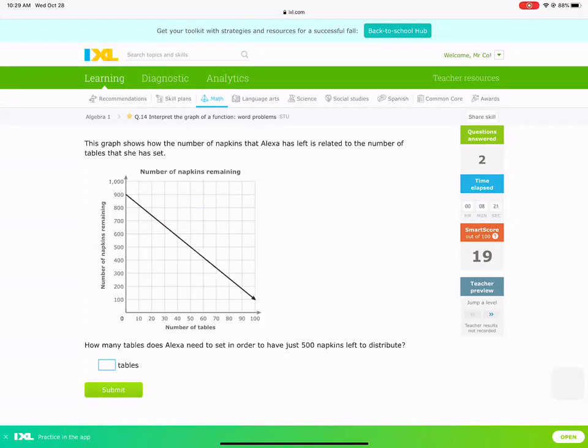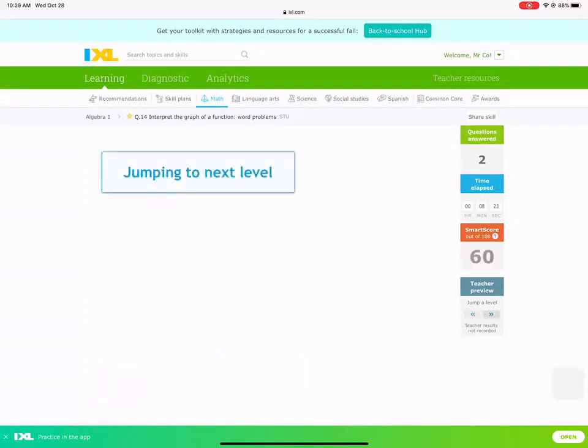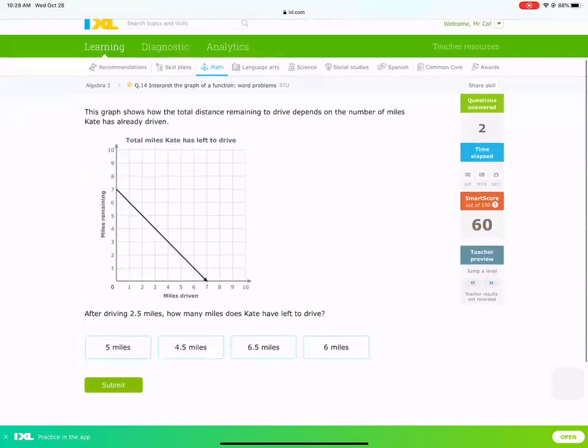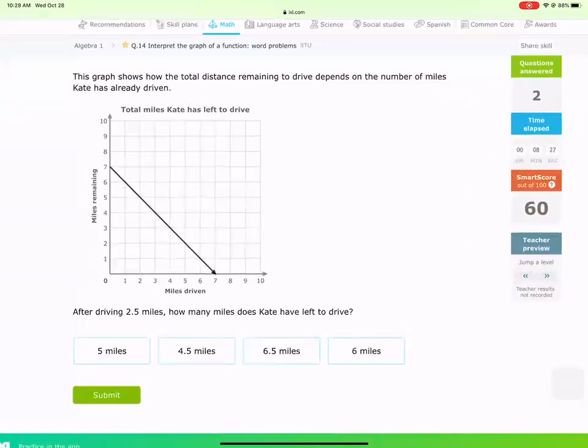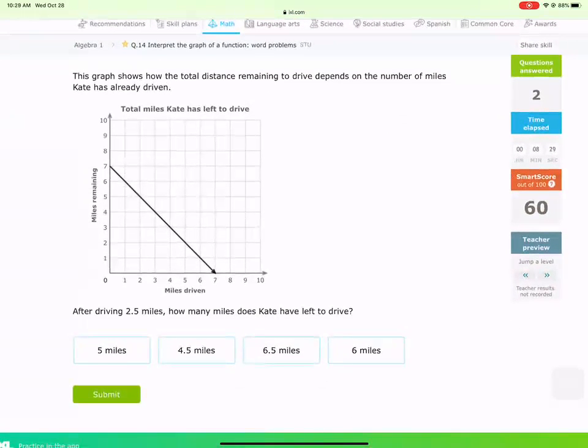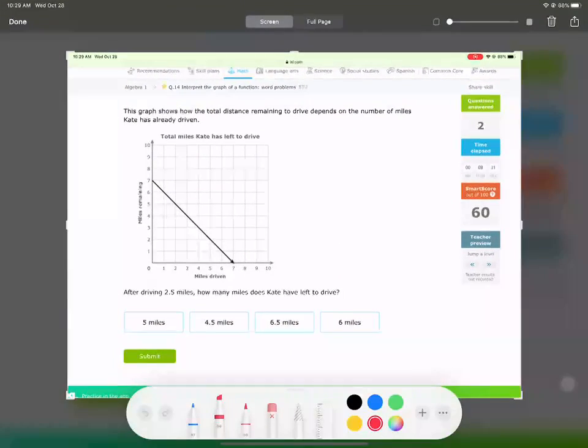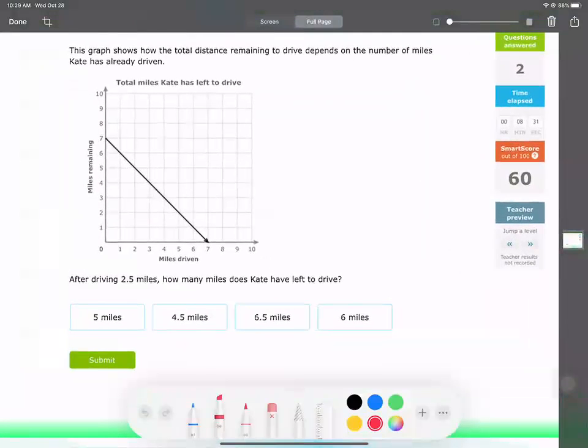Okay, so let's just do this last one and we'll see. Oh, you know what? I'm going to jump up one more. If you guys were reading that, good job. Let's jump to the higher one. Again, very similar to other ones. Okay, this graph shows how the total distance remaining to drive depends on the number of miles Kate has already driven.